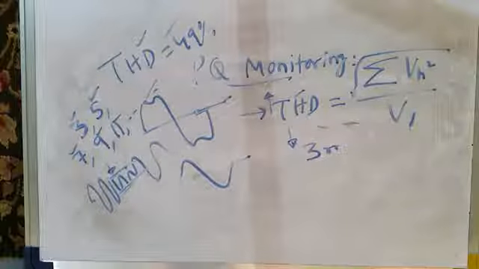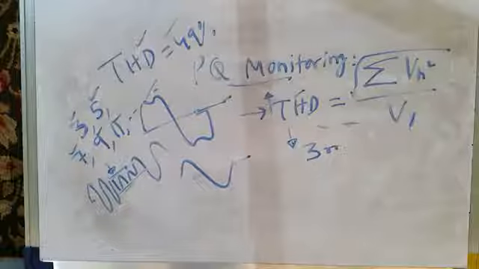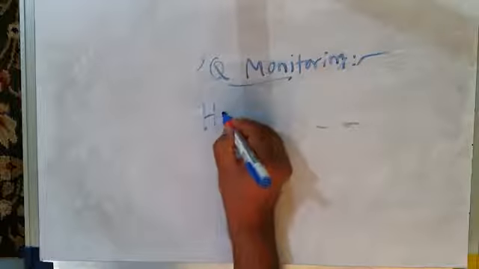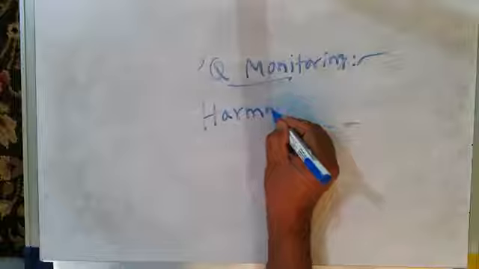So all these types of power quality problems which we have been discussing over the last few lectures, you need some equipment for monitoring. And these equipments are luckily available nowadays in the market. They are called harmonic analyzers or spectrum analyzers.